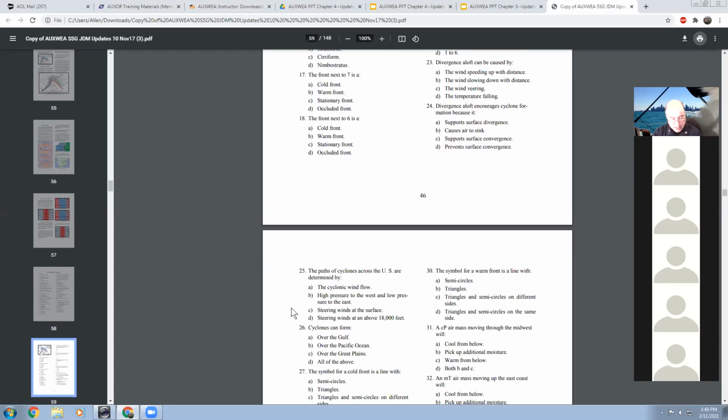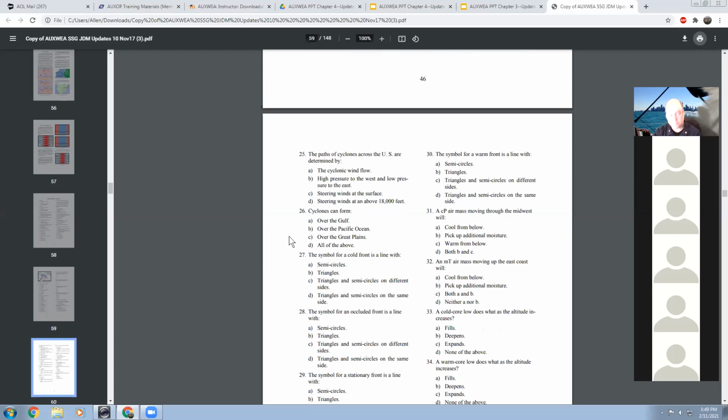Very good. Mike Haley, 26. Cyclones can form? Cyclones can form over the Gulf, over the Pacific Ocean, over the Great Plains, all of the above. Very good. Mike Zendrick, number 27. The symbol for a cold front is aligned with? B, triangles. Triangles, right. Good.